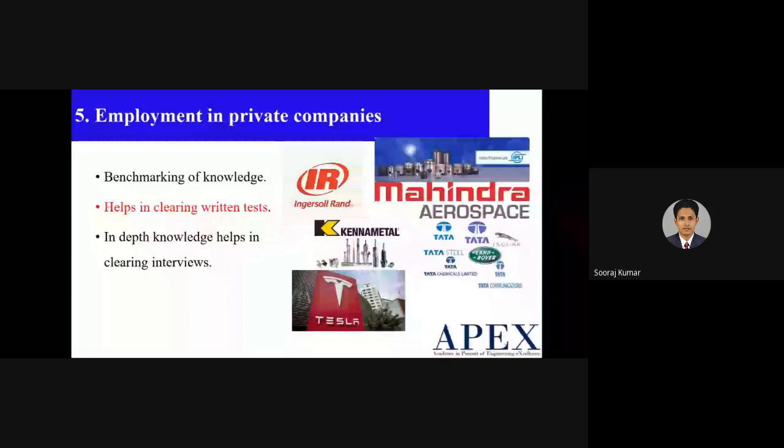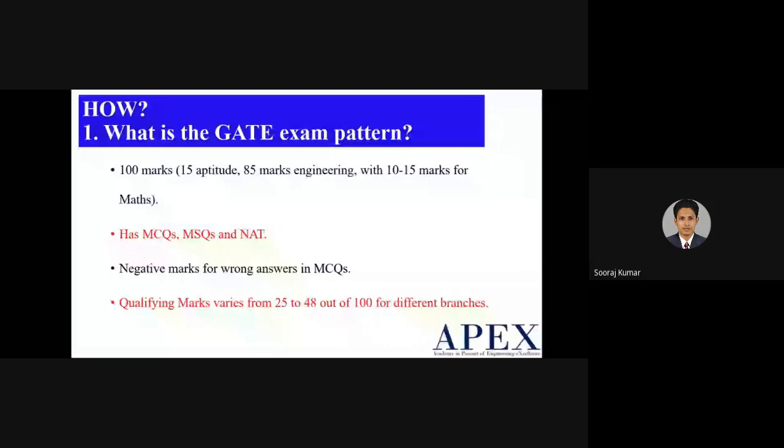What is the reason? Because your basics are clear. And whatever fear you have of mathematics is gone. That is the advantage. Next. Now, any doubts till now? I have 10 minutes more. Any doubts here?